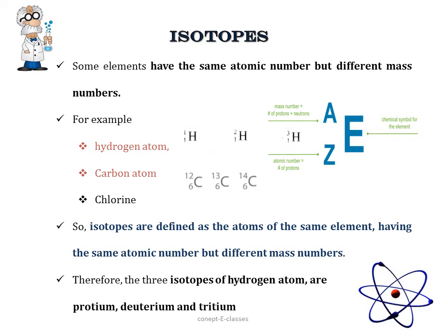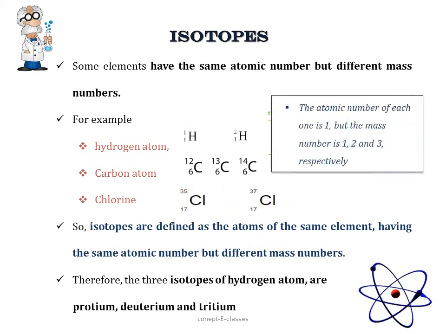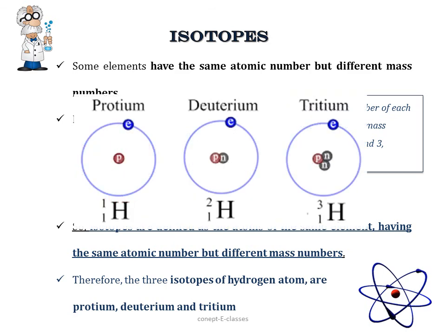Similarly, the carbon atom also has 3 species. In the case of chlorine, here also see it has different mass numbers but the same atomic number. So isotopes are defined as the atoms of the same element having the same atomic number but different mass numbers. Therefore, the 3 isotopes of the hydrogen atom are protium, deuterium and tritium.